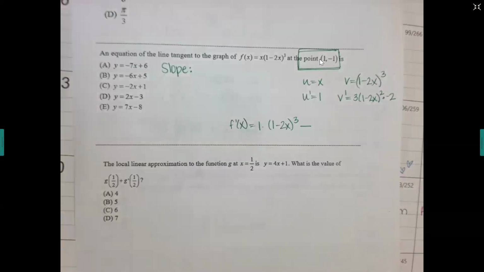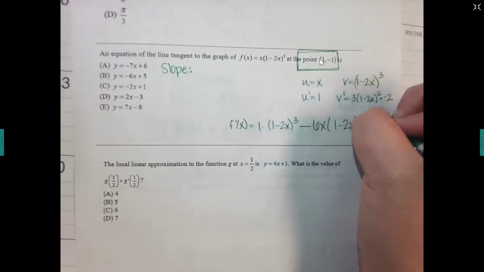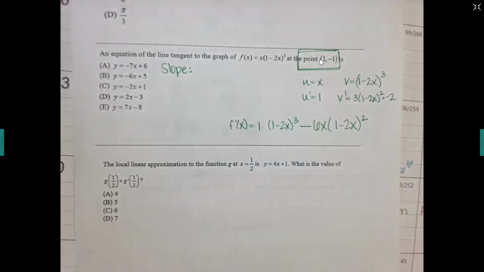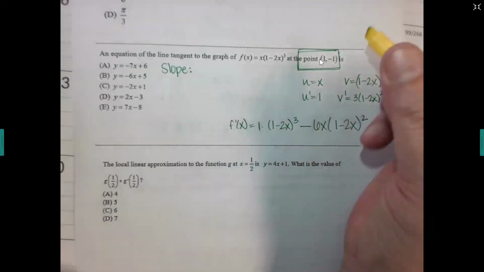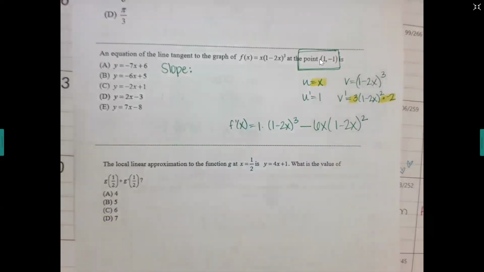minus, now notice, why am I putting a minus? Because negative 2 times 3 is a negative 6. And then I'm going to go ahead and times it with the x as well. So it'd be a minus 6x, 1 minus 2x squared. Okay, that came from this diagonal. I'm combining this guy, and this guy. Okay, from there, I'm not going to GCF or do anything weird because I'm plugging in a number.